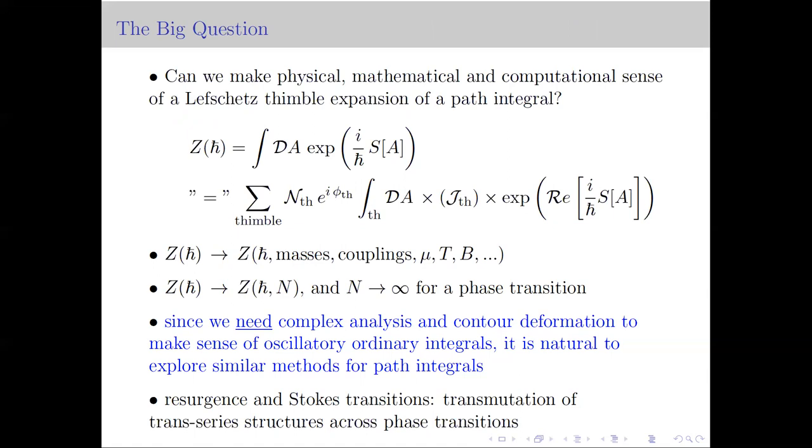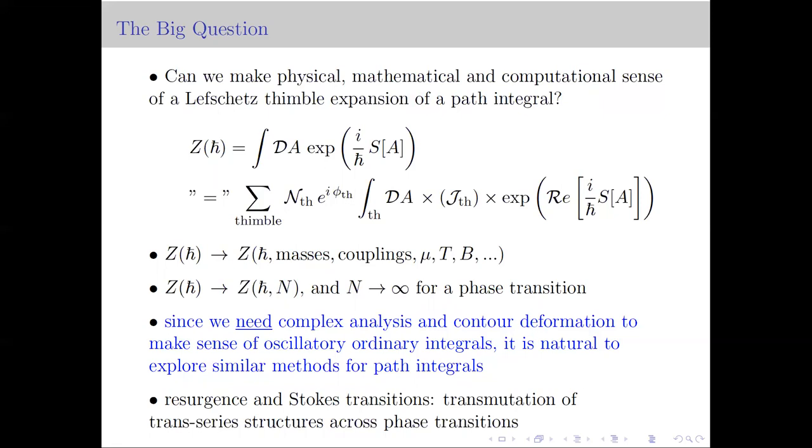So the real question is, does a formula like this make any sense whatsoever? And I really want to emphasize that by making sense, I mean not just at a formal level, actually at a computational level. And there's been remarkable progress in the last couple of years in actually implementing these ideas in the context of lattice gauge theory, which I'll briefly mention later.